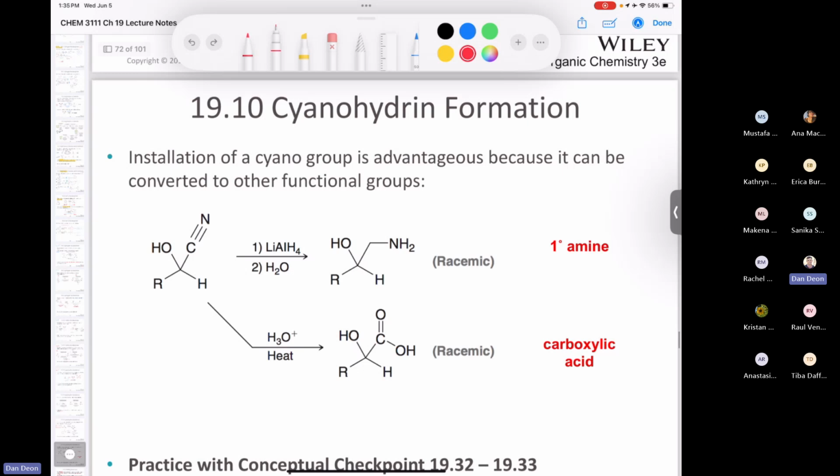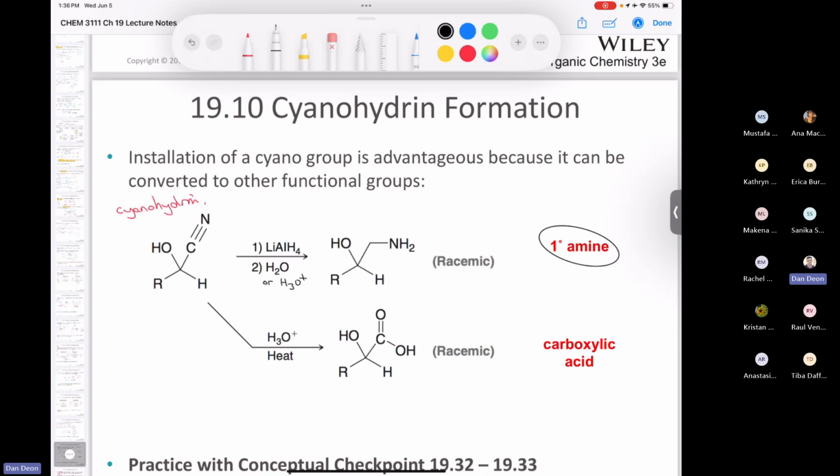So now that we've learned how to make a cyanohydrin, this is a cyanohydrin. Okay, there's a cyanohydrin. What can you do with a cyanohydrin? Well, lots of things. The first reaction shows you the reduction of the nitrile group with lithium aluminum hydride followed by water. And again, you could put here aqueous acid. And that gives you an amine. In this case, you get a primary amine.